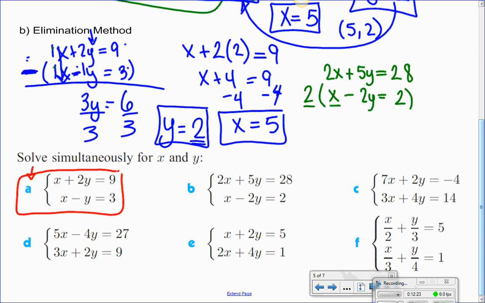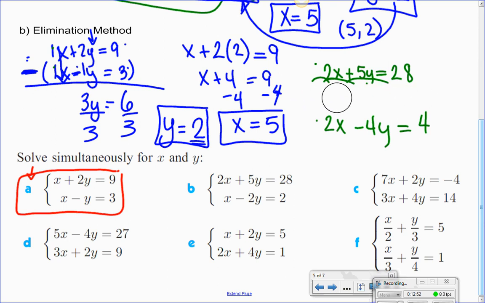If we wanted to cancel our y's, we could multiply the first one by 2 and the second one by 5. So we'd get a coefficient of 10 and negative 10. Okay. But anyhow, if we multiply the second one by 2, we will have 2x minus 4y, so we have to distribute 2 to everything, including the other side of the equal sign, is equal to 4. Okay, I'm going to erase this, and we're going to cancel what we can. We're going to subtract these two equations from each other.